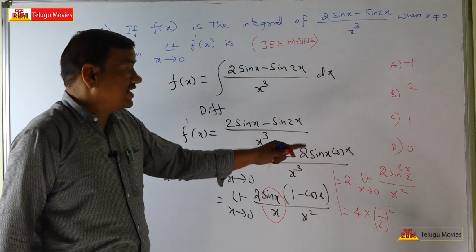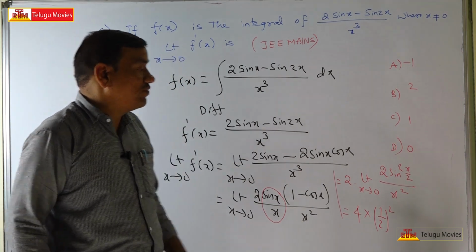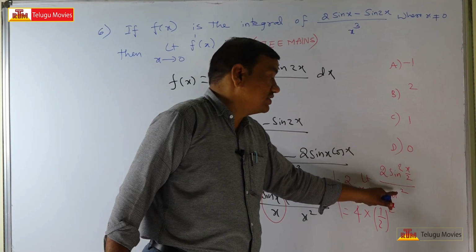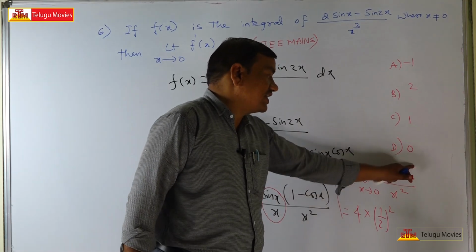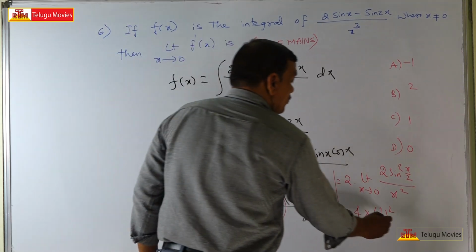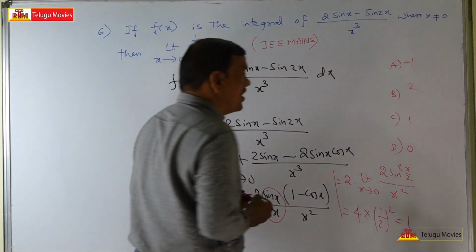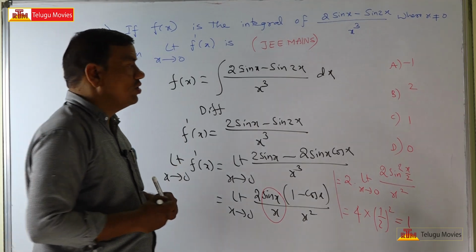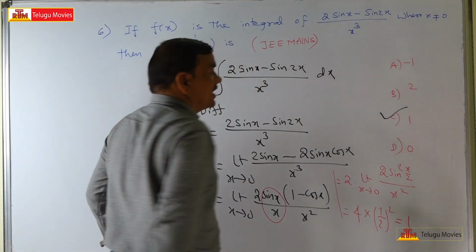So that is sin square x by 2 by x square. The x coefficient, what is it? Here also square is there, here also square is there. Therefore, what is the x coefficient? 1 by 2, so 1 by 2 square will come. So this is equal to 4, and the 4 also gets cancelled. So 1 is your answer, so option C is the correct answer.